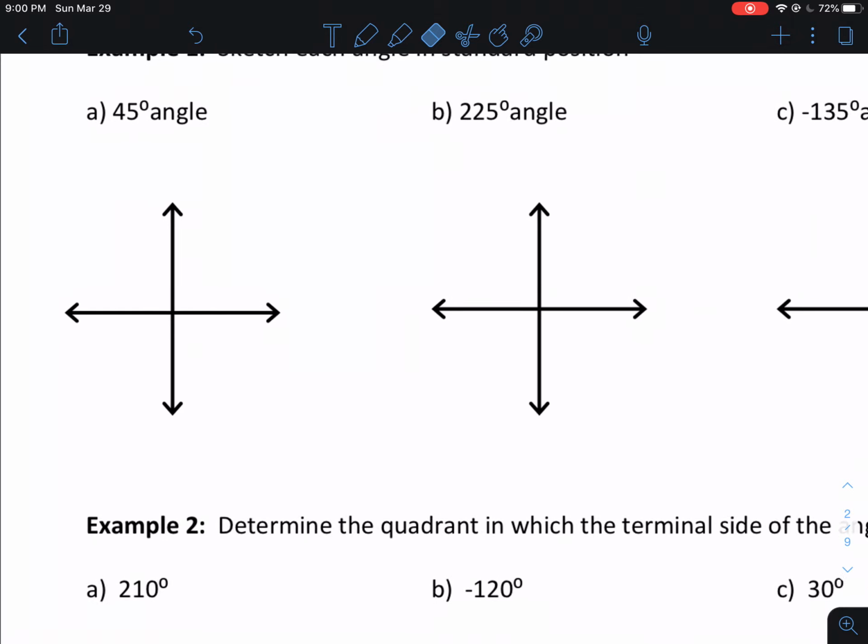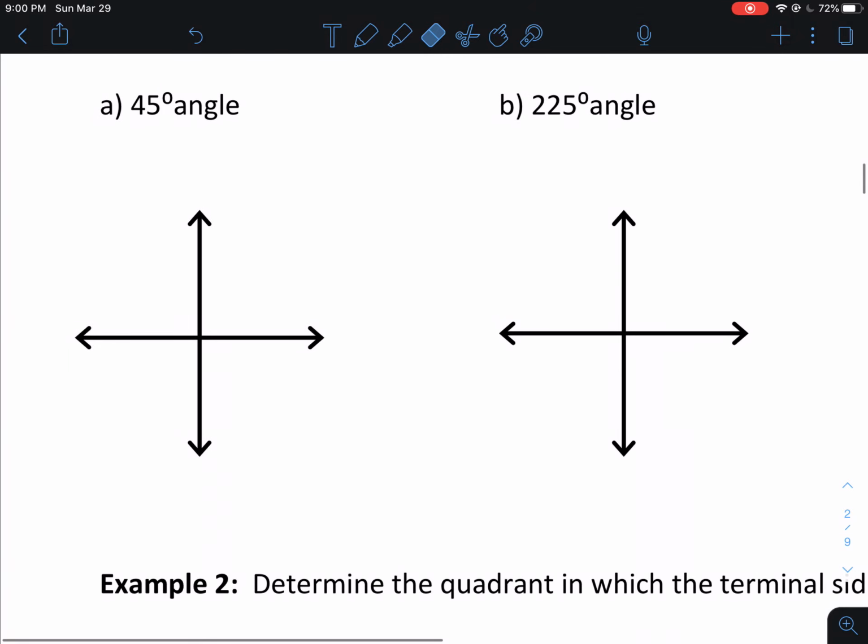For example, on A, when you're talking about a 45-degree angle, let's just go ahead and label our what are called quadrantal angles. So you start at 0 degrees. When you get to here, that's a 90-degree angle because that would be a right angle.